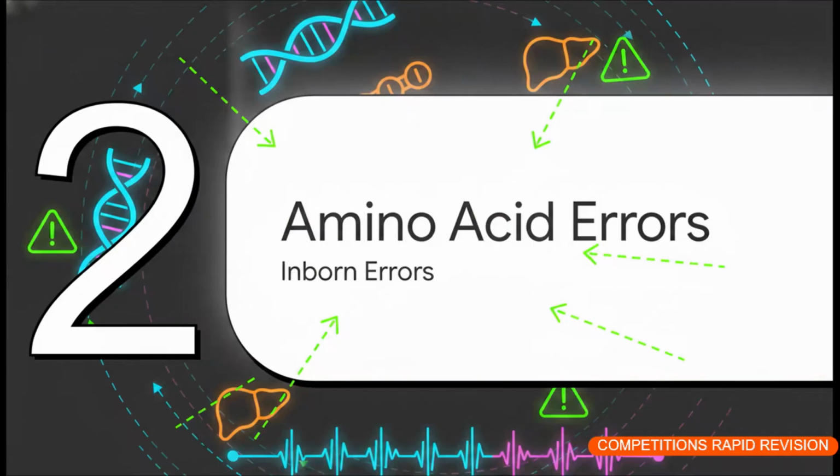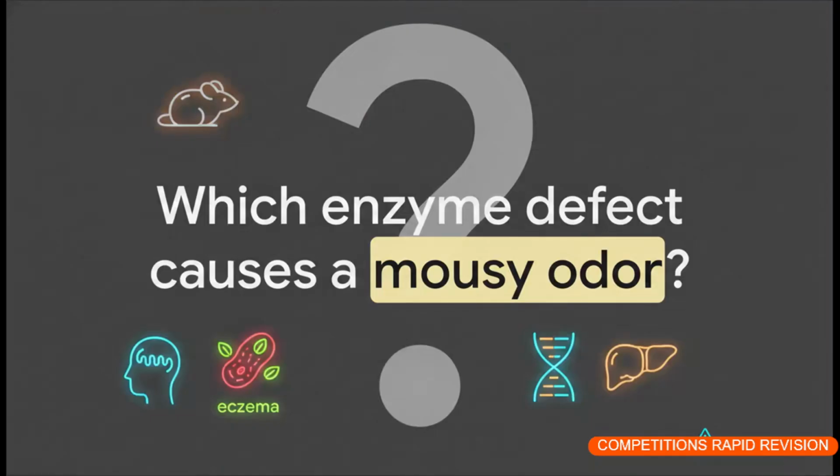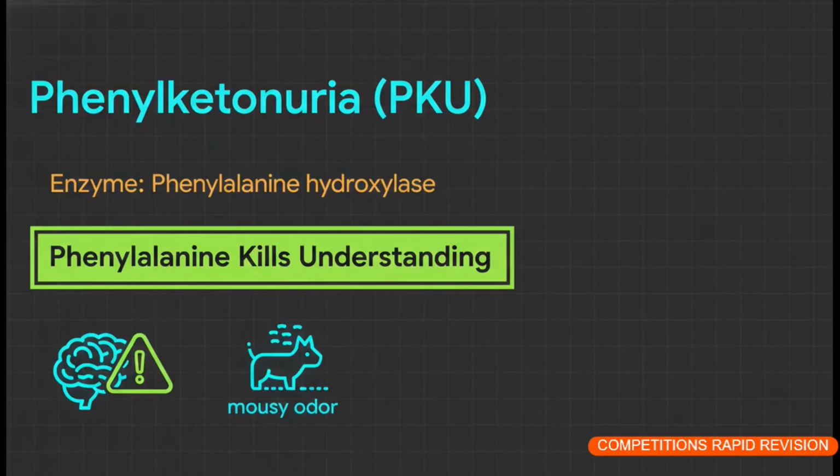All right, moving right along to section 2, amino acid inborn errors. Okay, picture this classic clinical vignette. You've got a patient presenting with a mousy body odor, eczema, and intellectual disability. What is the specific enzyme deficiency here? Trigger your response right now. What is it? It's phenylketonuria, or PKU, and the defective enzyme is phenylalanine hydroxylase.